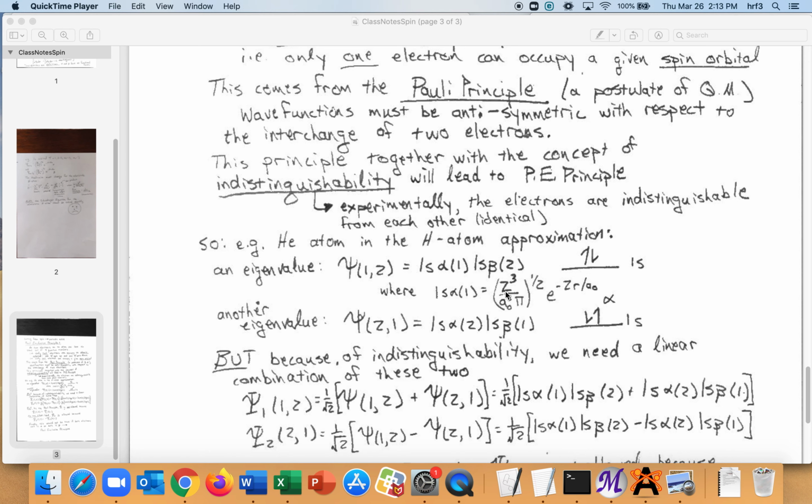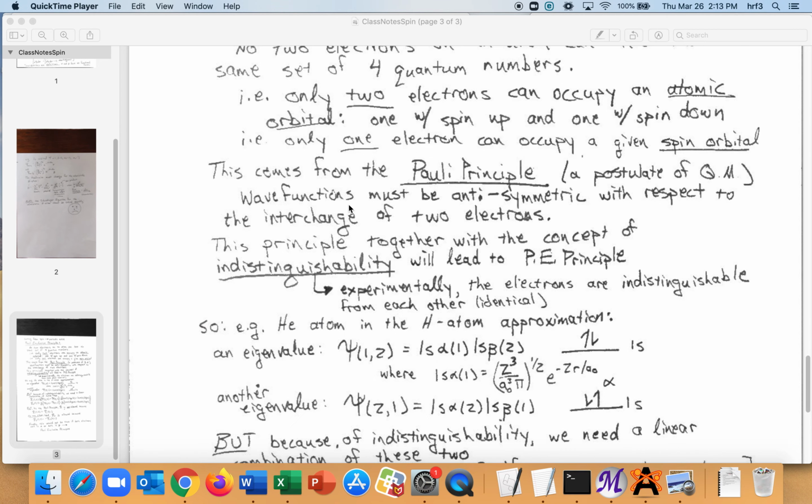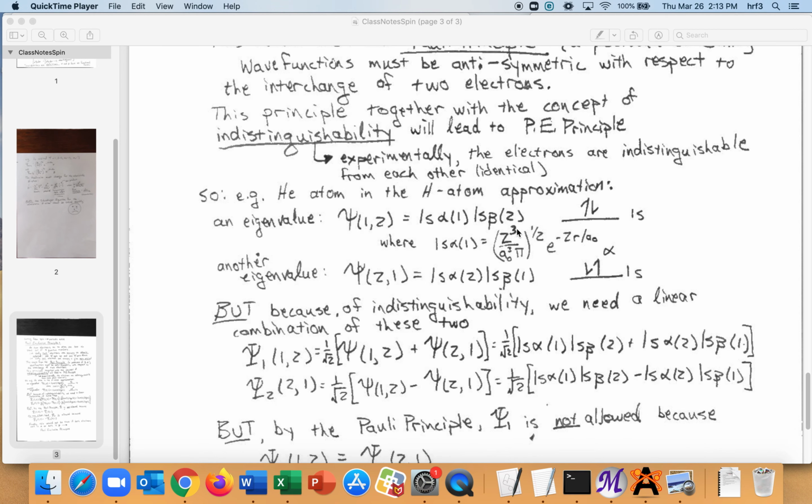And 1s alpha(1) is just this Z cubed over A naught cubed pi to the 1/2 e to the blah blah blah, where Z is equal to 2. That's the same thing that we had up here, except maybe that Z is not supposed to be cubed. Anyway, other than that, it's the same. There's an error either here or up there. I'll figure it out. Then we could have another eigenfunction, psi(2,1), where we have electron 2 spin up and electron 1 spin down.